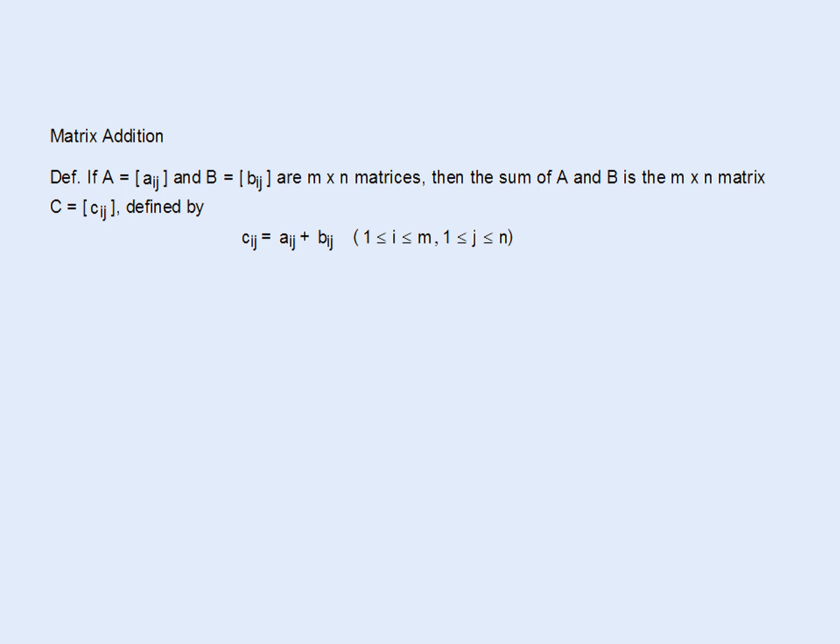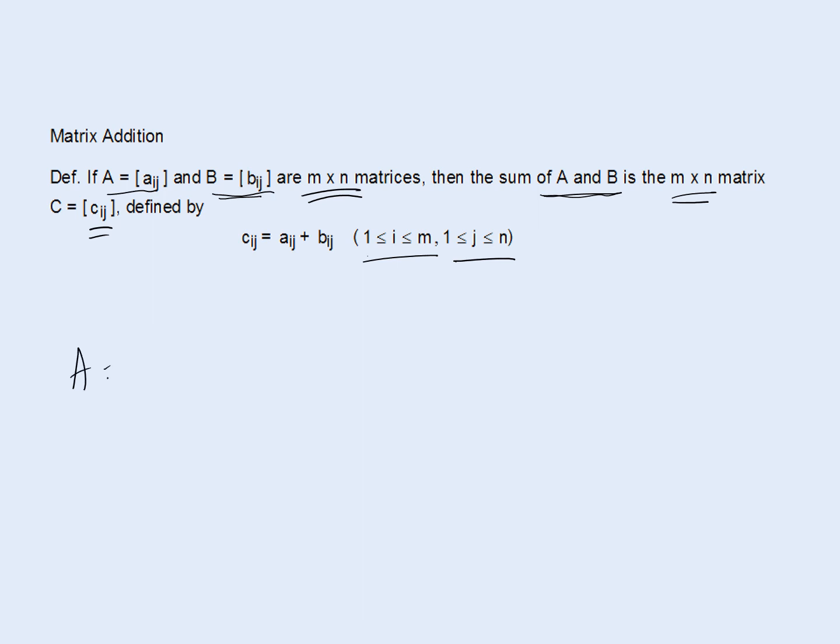We now define matrix addition. If A is equal to Aij and B equal to Bij, where both A and B are m by n matrices, the sum of these matrices A and B is another m by n matrix C equal to Cij, defined by Cij equal to Aij plus Bij for i from 1 to m and for j from 1 to n.